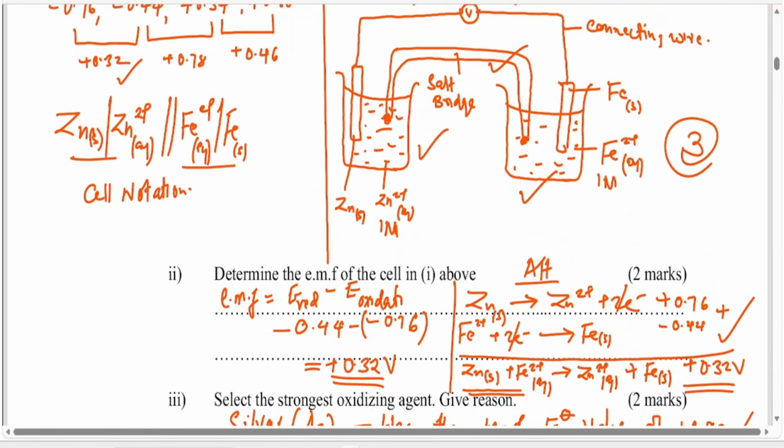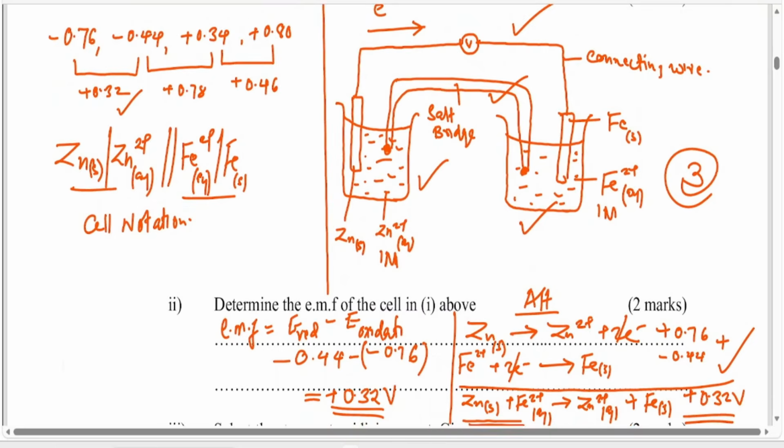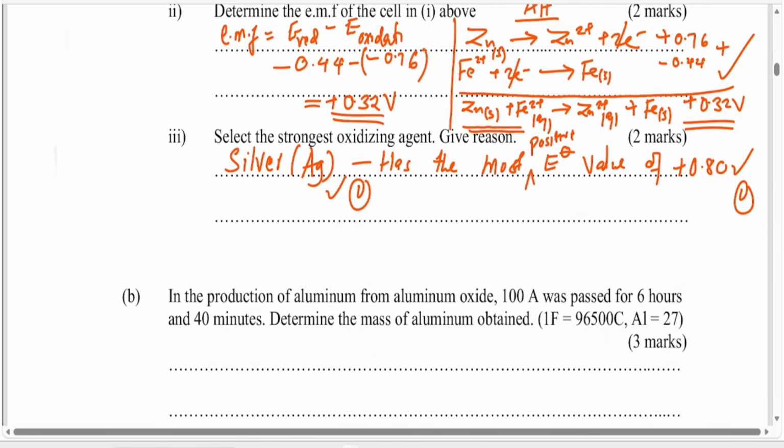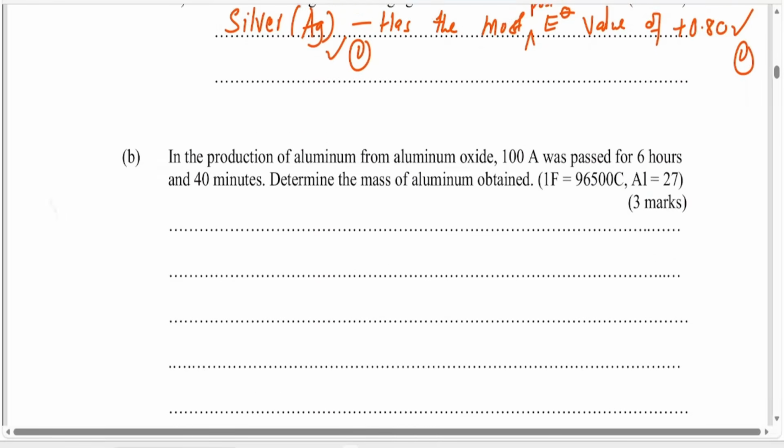On the other hand, the strongest reducing agent could be zinc, because it has the most negative E naught value. In the case of silver, it has the most positive E naught value of positive 0.8. In the case of zinc, it is the strongest reducing agent because it has the most negative E naught value of negative 0.76. Moving to the next question.